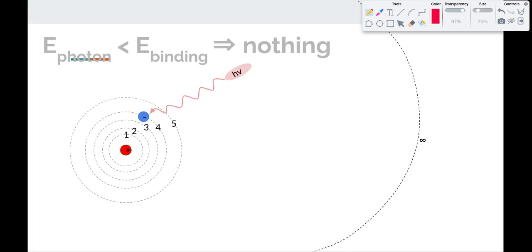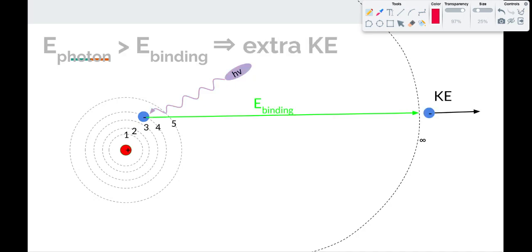If the atom is bombarded with a photon that's too low in energy to remove the electron, in other words, the energy of that photon is less than the binding energy, nothing's going to happen. You might cause a transition from shell to shell and get that line spectra thing going on, but you're not going to ionize this atom. You're not going to remove an electron from it. However, if you have a photon that has more energy than the binding energy, not only are you going to remove the electron from the atom, but after it gets removed, the extra energy is going to show up as kinetic energy, and the electron is going to be moving.